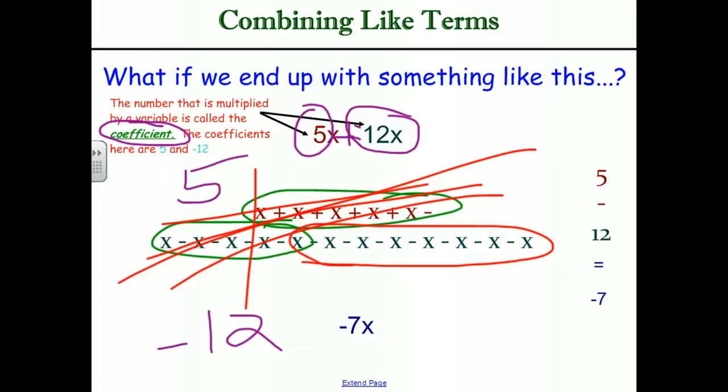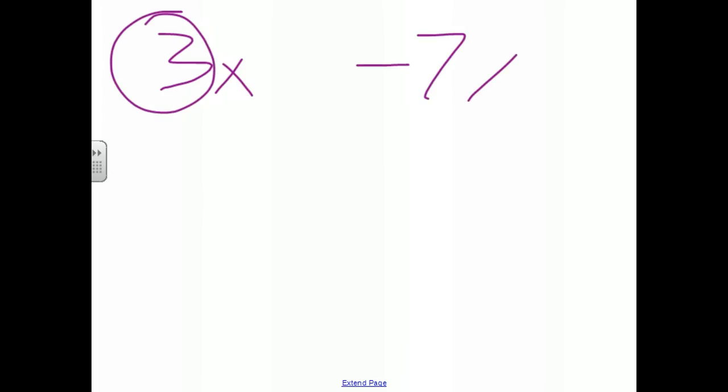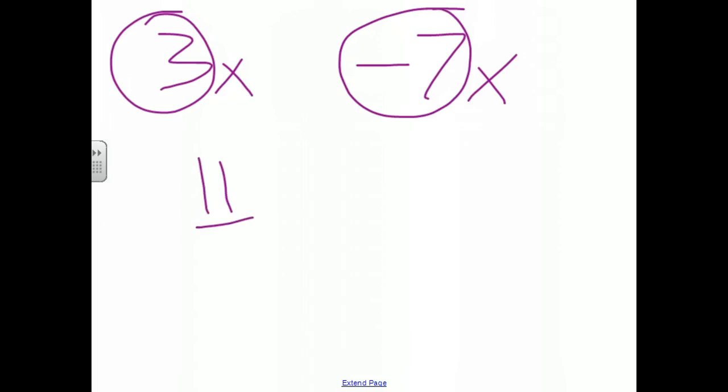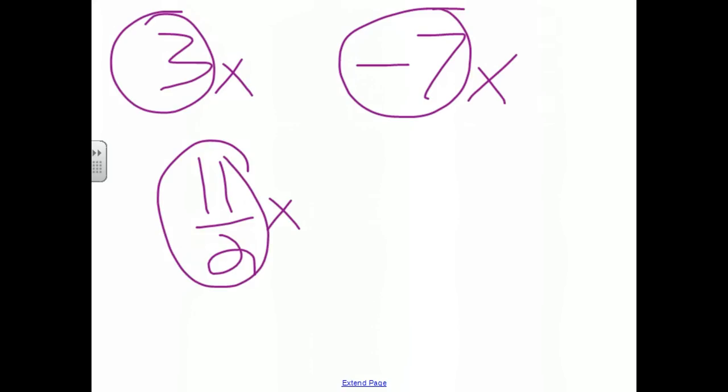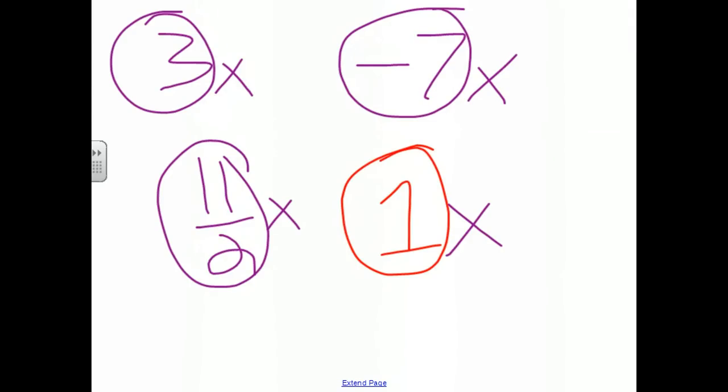So some other examples of things with coefficients: 3x, the coefficient is 3. Negative 7x, the coefficient is negative 7. 11 halves x, the coefficient is 11 halves. And finally, x, the coefficient is 1, because a single variable is that variable multiplied by 1.